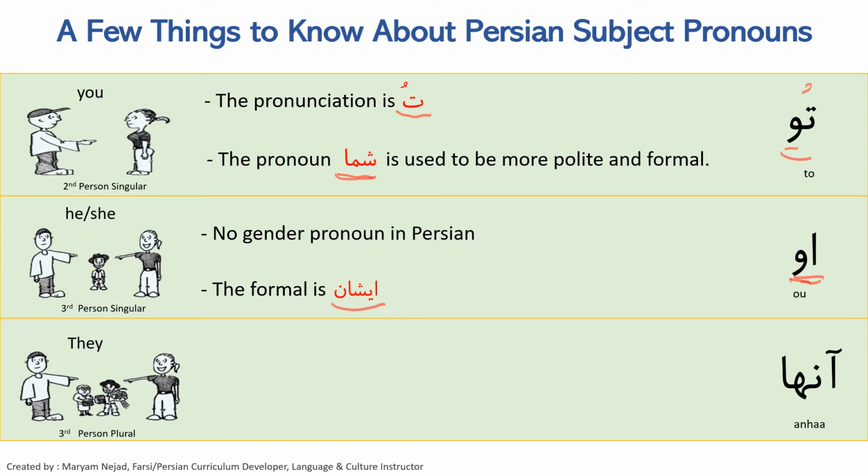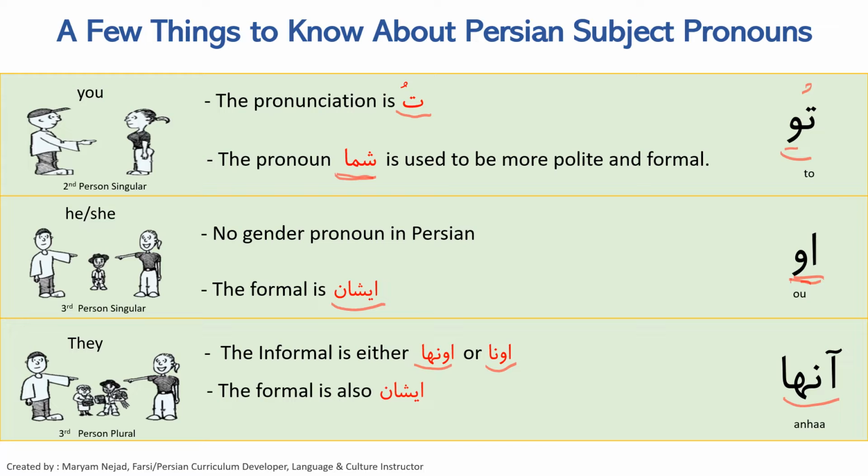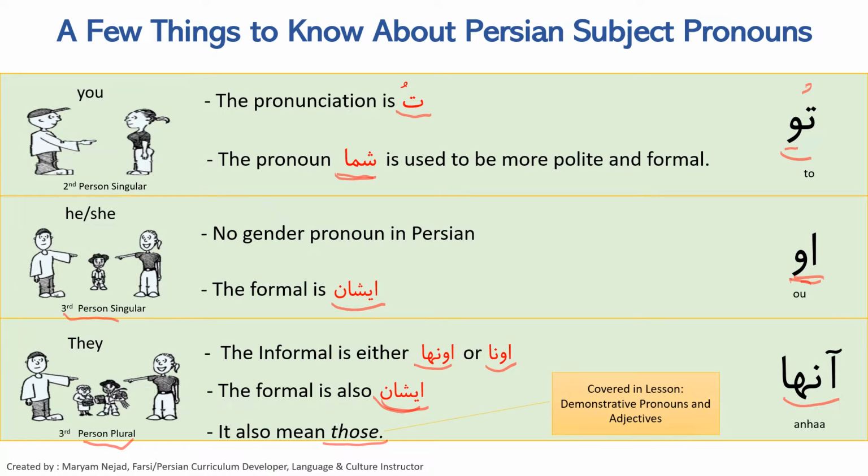And now the other point is about the subject pronoun anha. The informal of anha is either pronounced una or unha. And also there is a more formal version for anha, which is also ishan. So ishan is also for third person plural and third person singular. And then anha also means those, which we already learned in the lesson about demonstrative pronouns and adjectives.